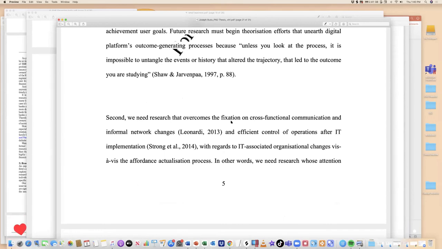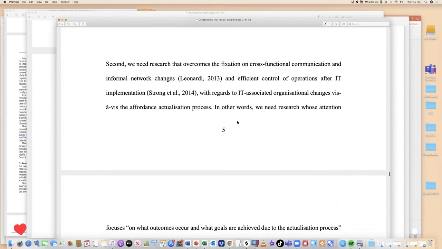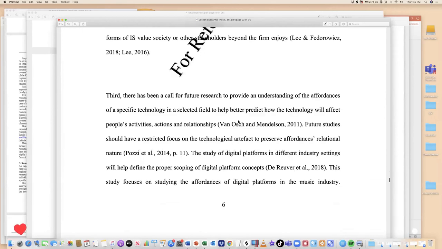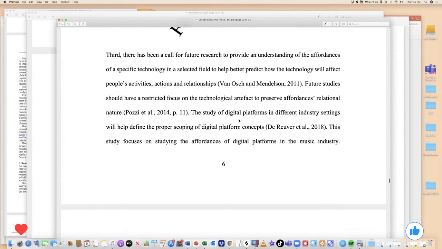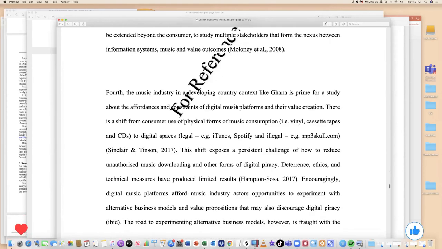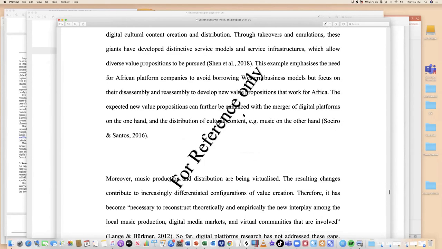Now, what am I trying to emphasize here? He identified his gaps and went straight to the point that there's a first gap, there's a second gap, then there's a third gap here too. After doing the third gap, I think there's a fourth one where he brings the Ghana part. Then after the fourth one, he has finished presenting the gaps.